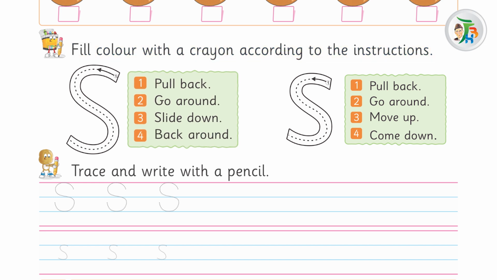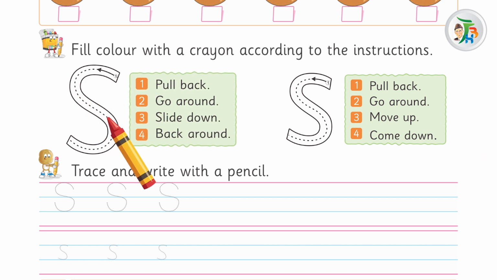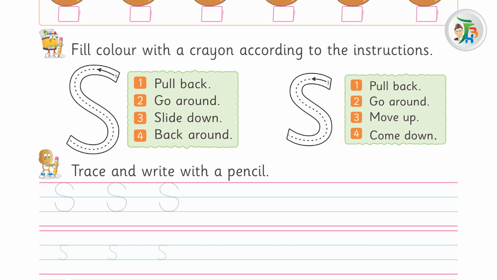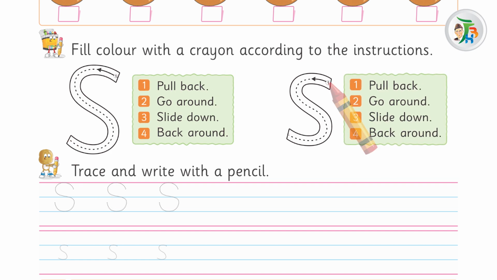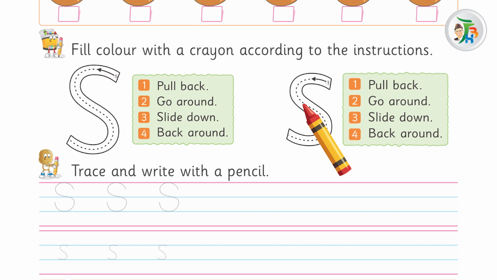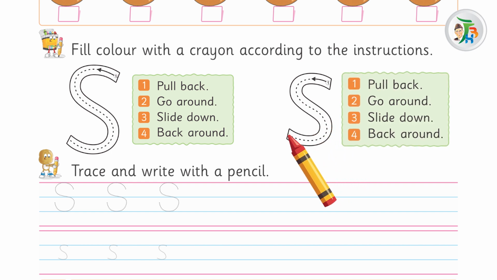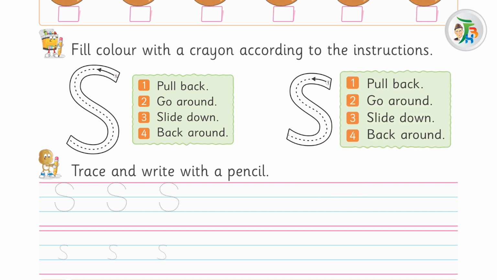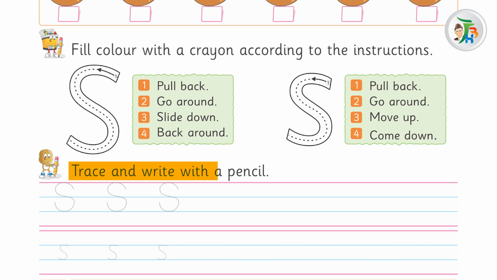The formation of capital letter S. Pull back, go around, slide down, back around. This is how we write capital letter S, and the small letter S is pull back, go around, slide down, back around. This is how we write a small letter S. Now trace and write with the pencil.